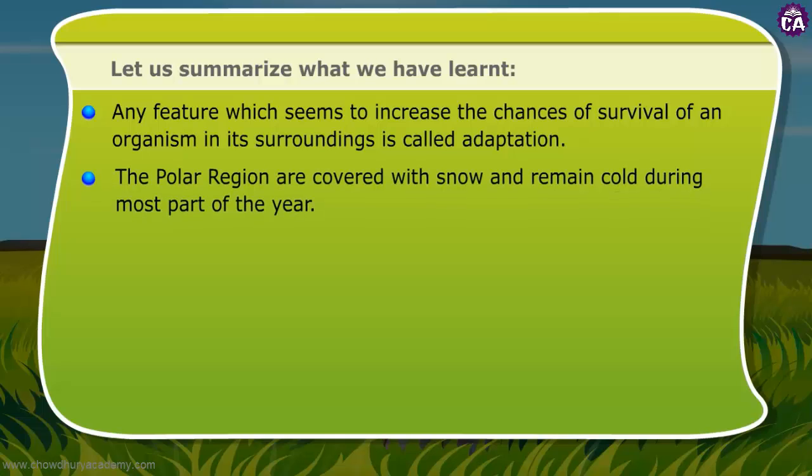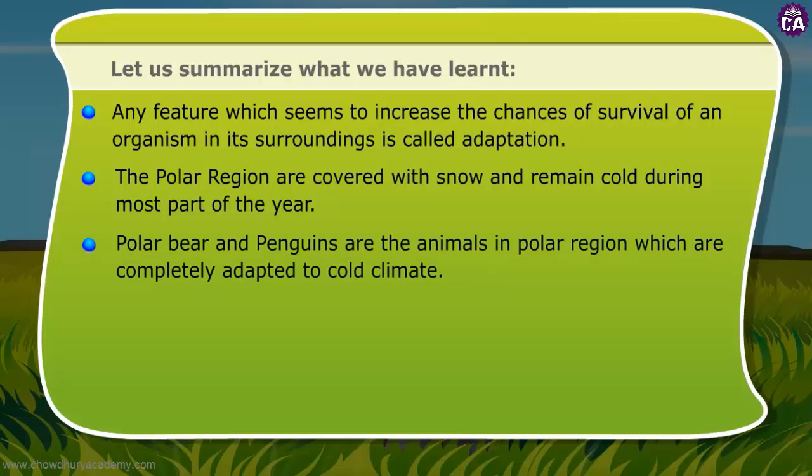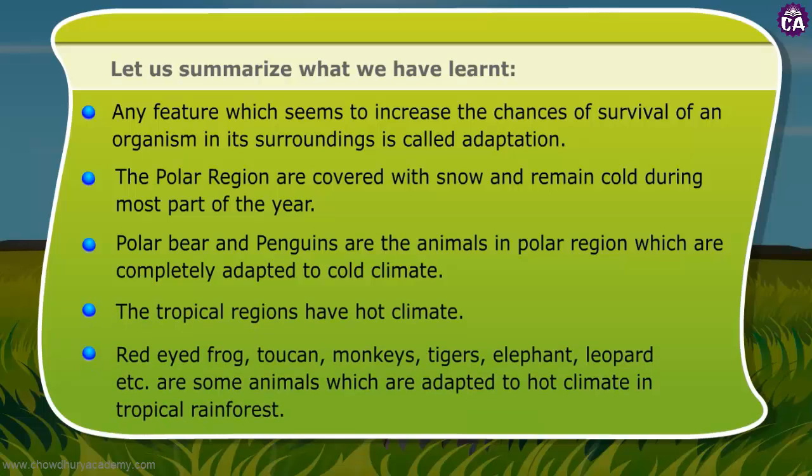The polar region are covered with snow and remain cold during most part of the year. Polar bear and penguins are the animals in polar region which are completely adapted to cold climate. The tropical regions have hot climate. Red-eyed frog, toucan, monkeys, tigers, elephant, leopard, etc. are some animals which are adapted to hot climate in tropical rainforest.